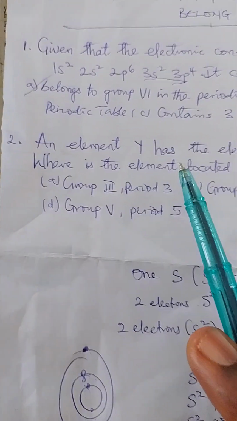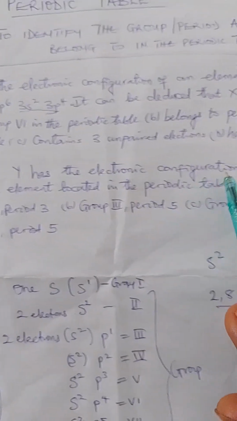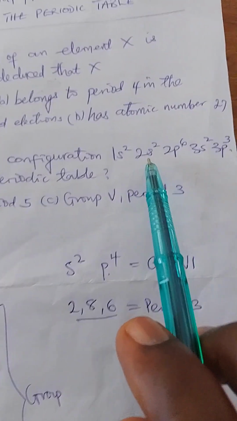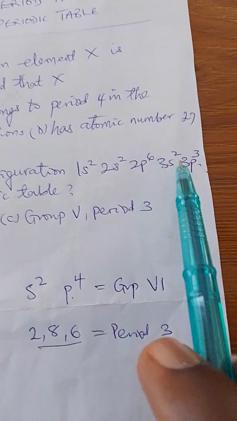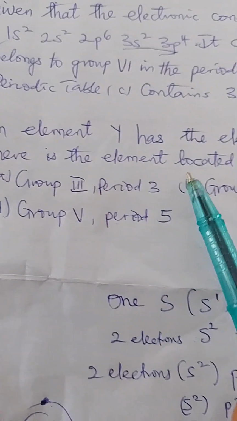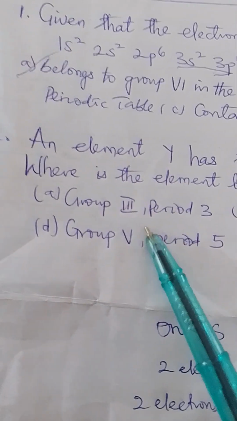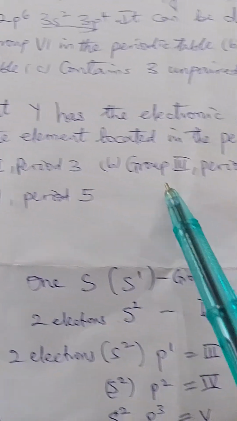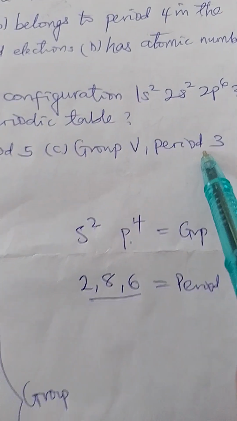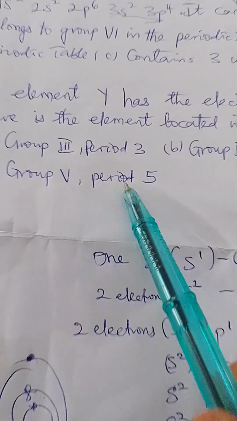It said an element Y has the electronic configuration 1s2, 2s2, 2p6, 3s2, and 3p3. It now says, where is the element located in the periodic table? A, group 3, period 3. B, group 3, period 5. C, group 5, period 3. Then D, group 5, period 5.